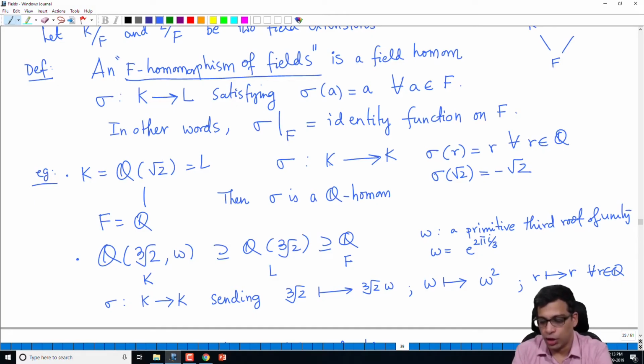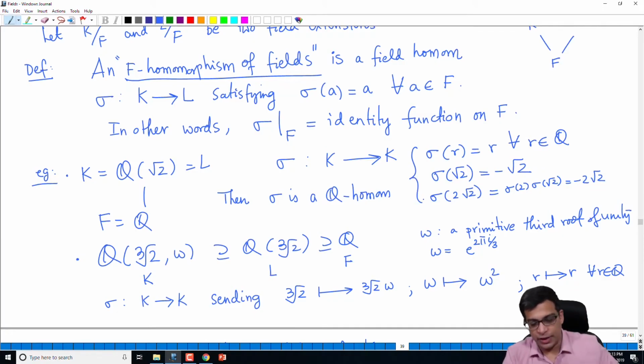It should send 2 times root 2 to, I don't need to separately say what it is. It should be sigma of 2 times sigma of root 2. That means it should be minus 2 root 2. Similarly, sigma of 3 times root 2 plus 5 and so on. And I claim that that's a Q homomorphism. That's because it fixes r. By definition, every element of Q is fixed. So as an exercise later, we will do this, and you should think about this before that. Any homomorphism of an extension field of Q is automatically a Q homomorphism. So in other words, Q is automatically fixed by a field homomorphism. You don't need to ask for it separately.